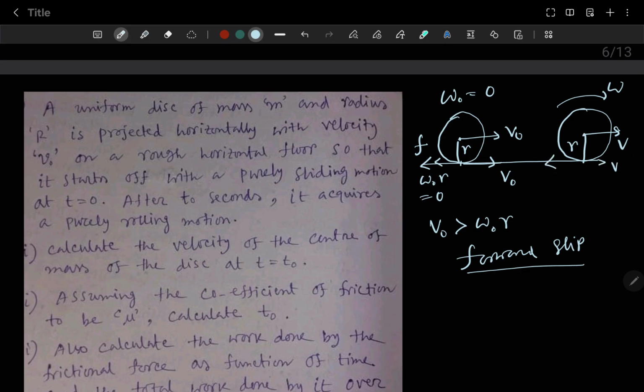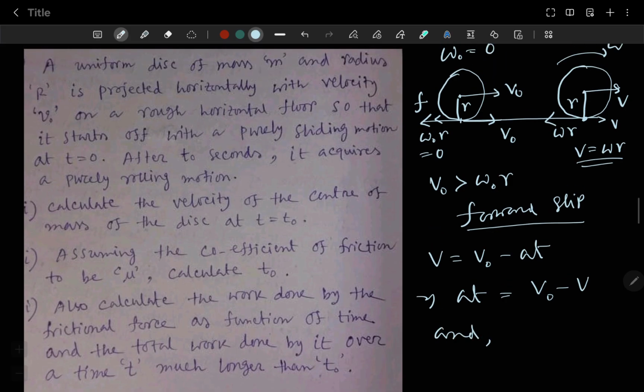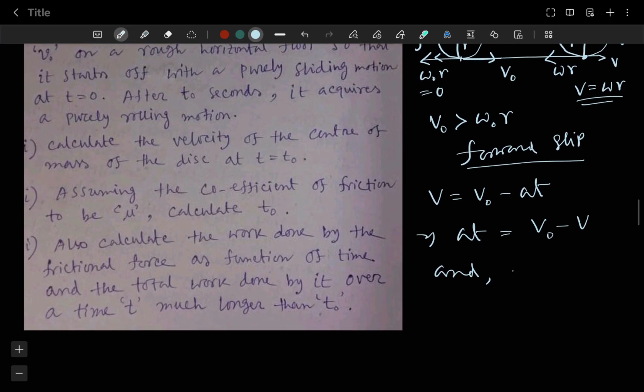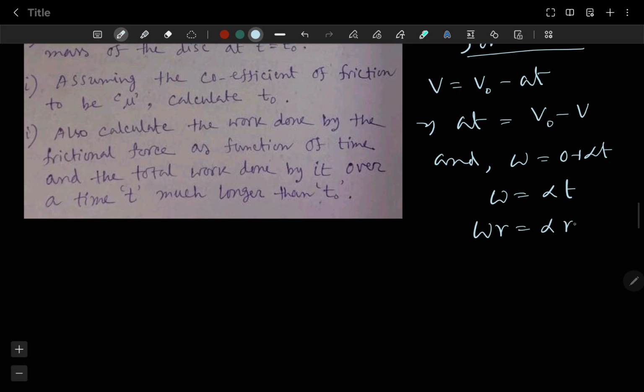So v equals omega r for the bottommost point. Okay, pure rolling. So after time t0 it becomes v equals v0 minus at, and so let's write at first. At will be v0 minus v. Translational retardation, angular acceleration, so omega will be 0 plus alpha t, so omega equals alpha t, right? So omega r equals alpha r t, so omega r is v, that is alpha r t.